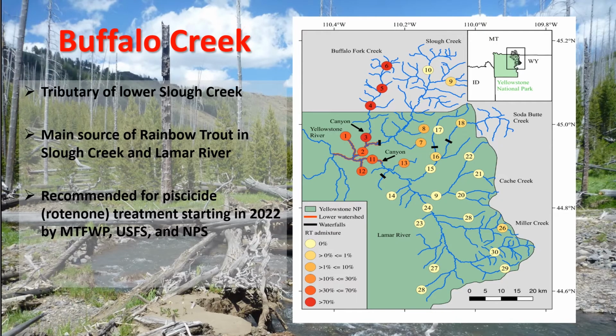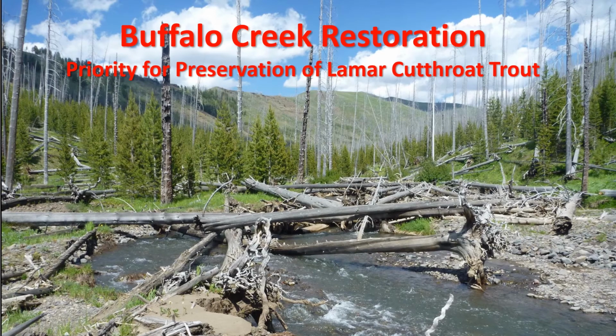The colors of the circles on this map represent the genetic integrity of the cutthroat trout in the Lamar River system. Lighter yellow colors represent areas of the Lamar where there remain pure Yellowstone cutthroat trout, which is most of the entire upper Lamar River system. The orange or light red colors represent hybridized fish, cutthroat trout that have interbred with non-native rainbow trout. The dark red circles represent areas where there are actually pure rainbow trout in this system, which is primarily the upper Buffalo Creek watershed north of the park boundary. The Buffalo Creek Project is a priority for preservation of the Lamar River cutthroat trout.